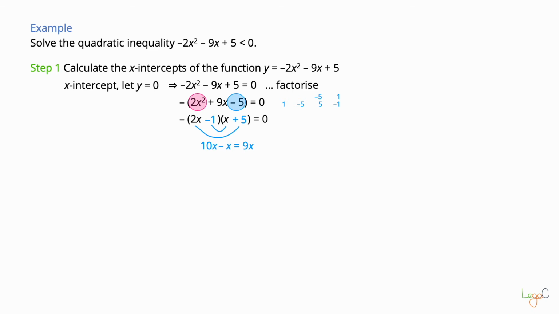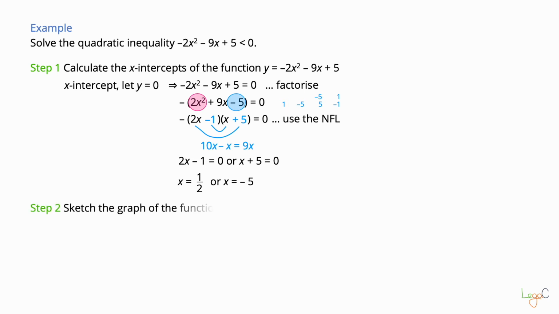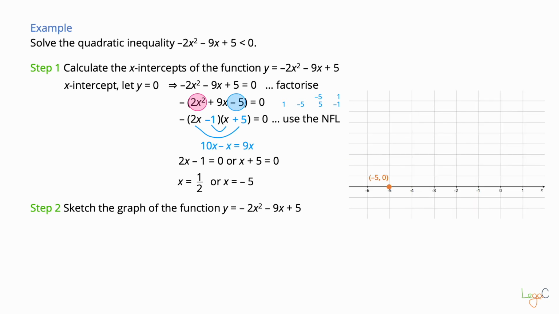We can now use the Null Factor Law. So 2x minus 1 equals 0 or x plus 5 equals 0. Solving the two linear equations, x equals a half or x equals negative 5. So we can sketch the graph of the function y equals negative 2x squared minus 9x plus 5. All we need again is the x-axis with the two x-intercepts. This is a negative parabola, so it's a frowny face.